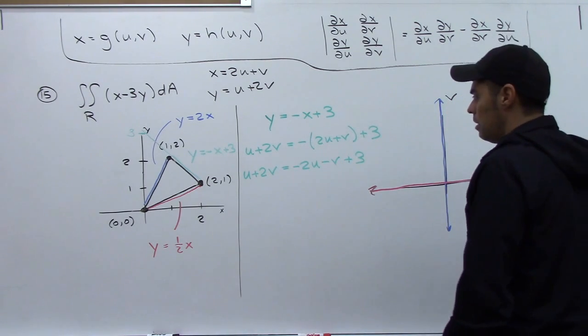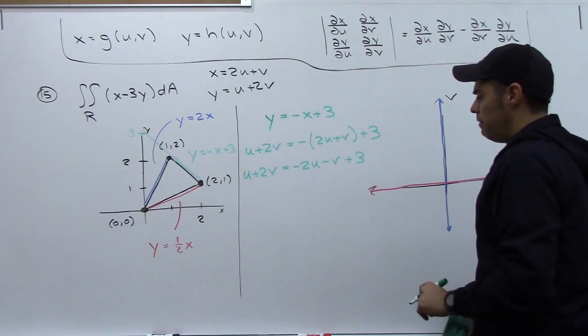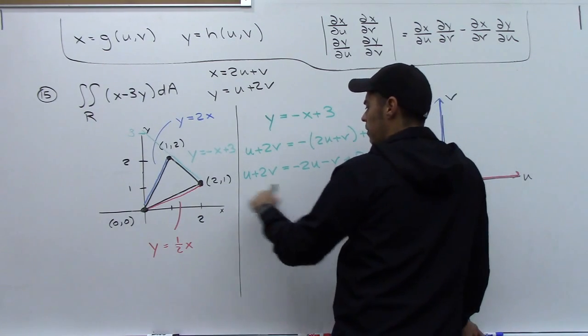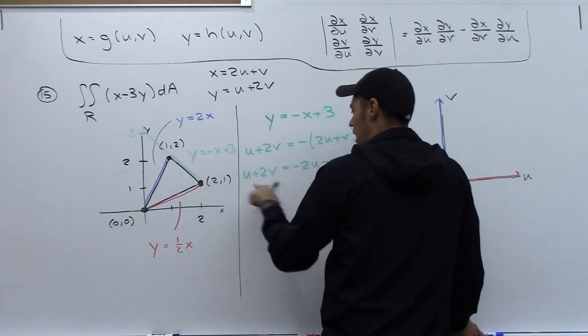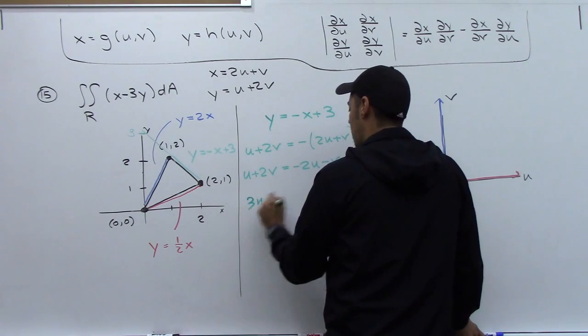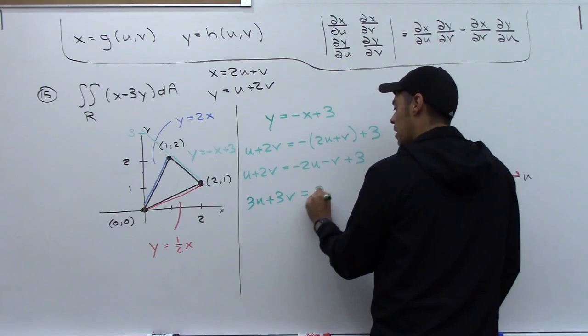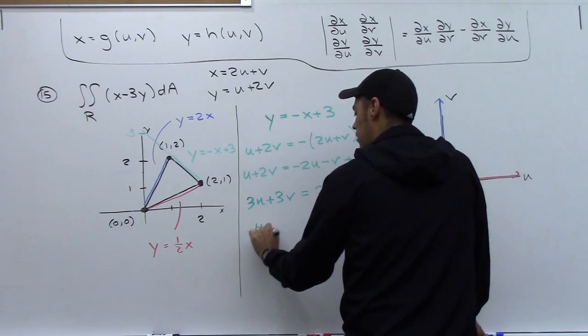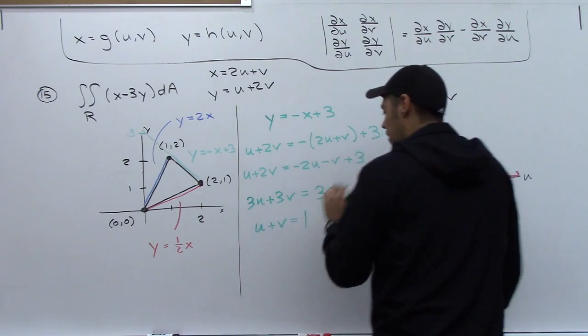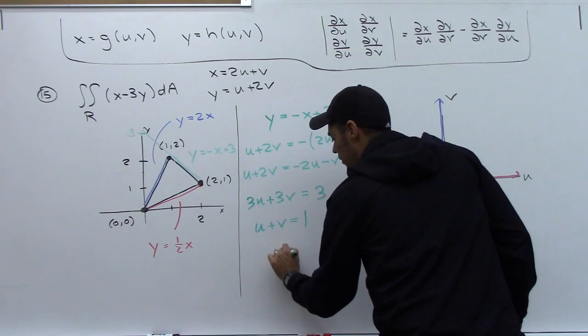And here, neither one of the variables are going to cancel. So move all my variables to one side for right now. Add 2u, I get 3u. Add v, I get plus 3v equals the 3 that's over here. Divide everything by 3, you get u plus v is 1. And then what I'm going to do is solve this for v.